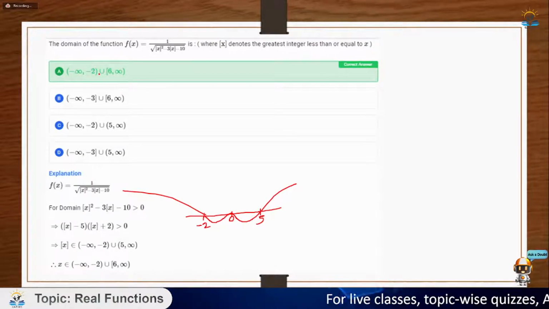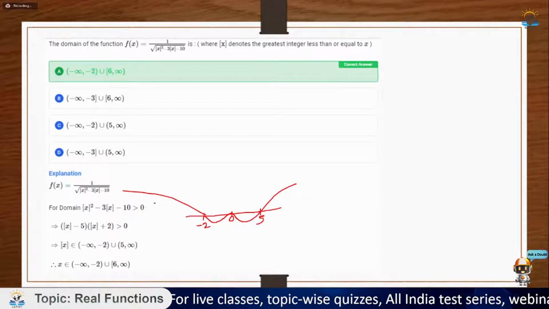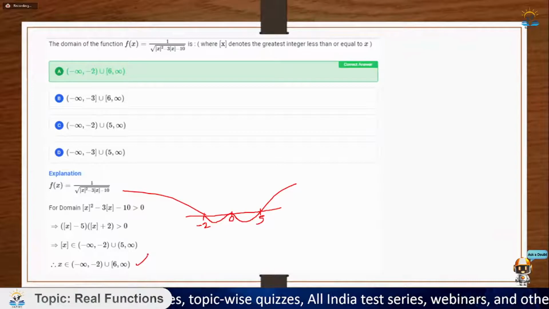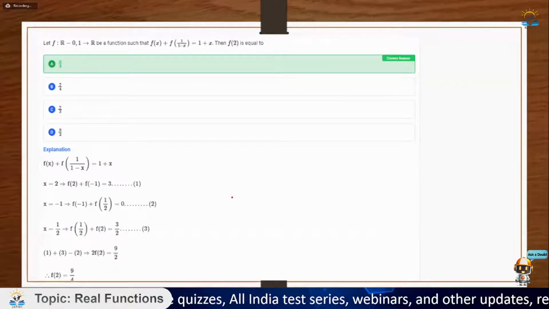So A part is the right answer. So how did we do this? We did nothing. We just took the values from under the root and made it greater than 0. Making it greater than 0 gave me this thing, and from here I got my answer. Okay. So pretty cool question. Let's move ahead.